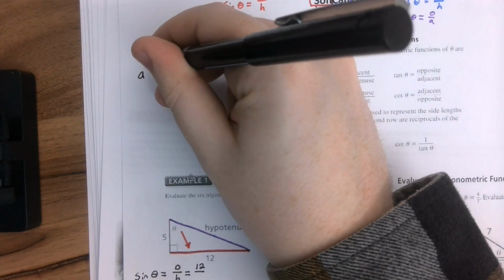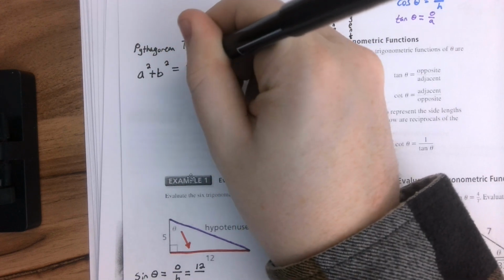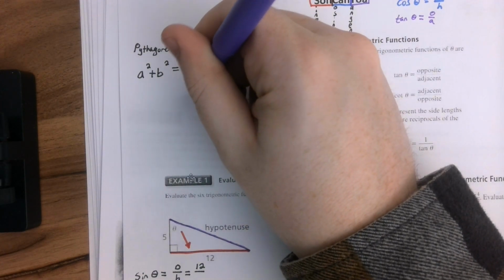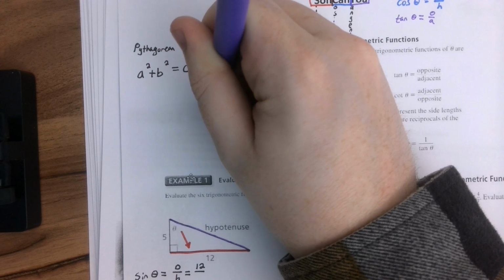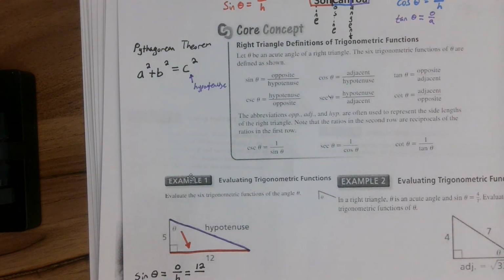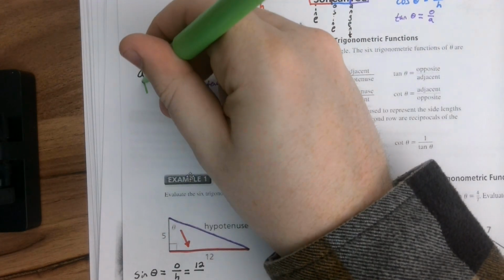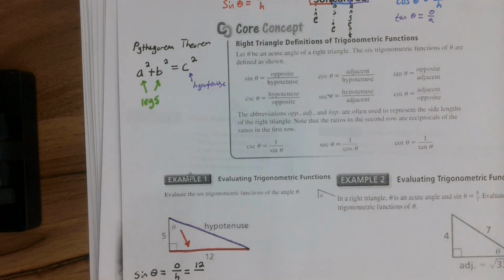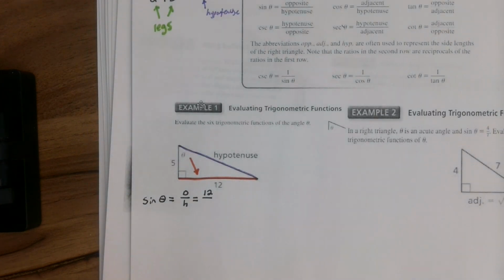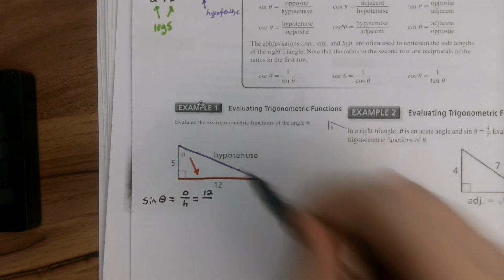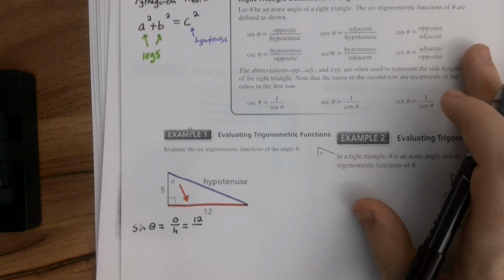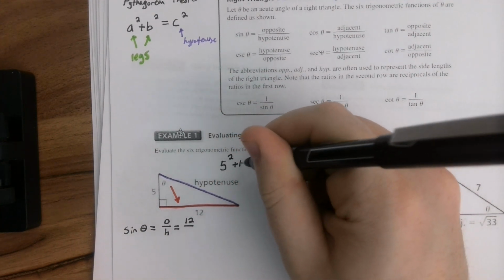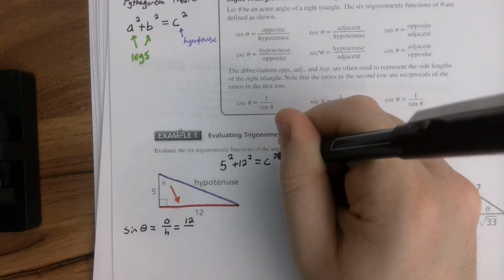Pythagorean theorem says that a squared plus b squared equals c squared, where c is your hypotenuse and a and b are your other 2 legs, or the other 2 side lengths. So let's take a look at example 1 again. We do know the two legs, but we don't know the hypotenuse. So let's plug it into the Pythagorean theorem. The theorem says that the first leg squared plus the second leg squared equals the third leg squared.